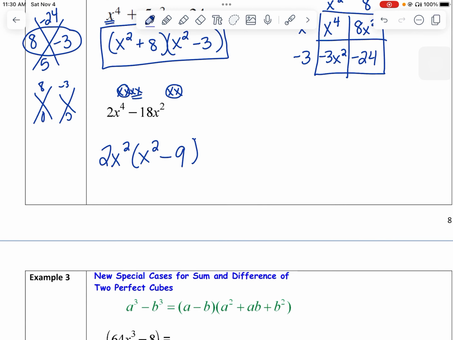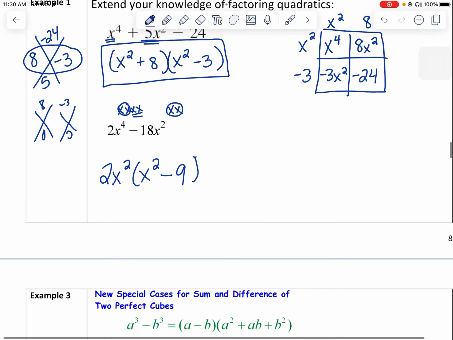And in this one, I can factor more because I have a difference of perfect squares. So I can find two numbers that multiply to negative 9 and add up to 0 in the middle, which would be negative 3 and positive 3. So this binomial term can factor more to x minus 3 and x plus 3. Now that's as far as I can go and we would be done.